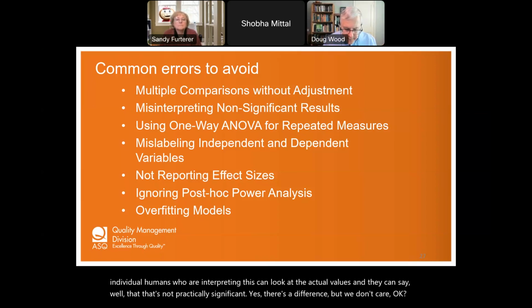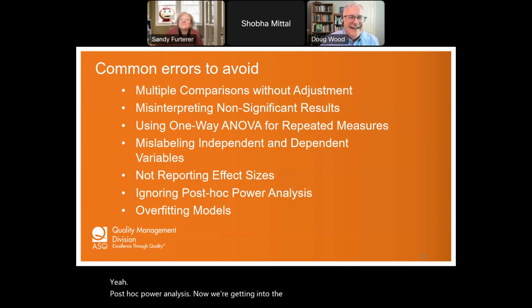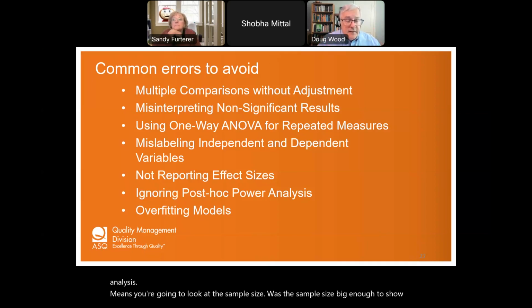You know, post hoc power analysis. Now we're getting into the deep stuff. And again, it's probably a little bit beyond what we can cover here well. But a post hoc power analysis means you're going to look at the sample size. Was the sample size big enough to show this effect?